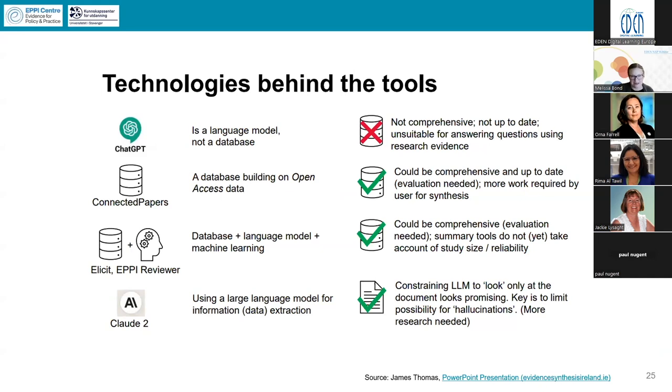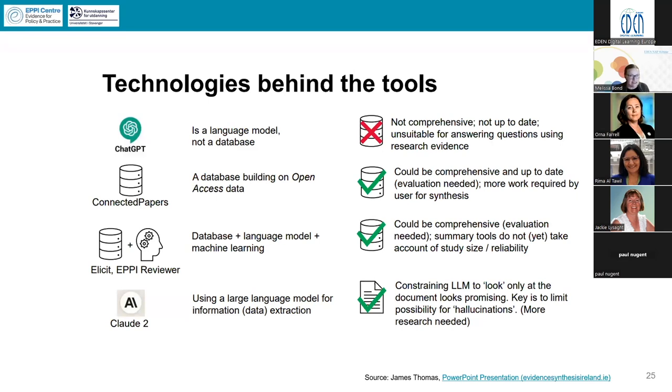It's not a database in terms of, it's not an academic database. It is a language model. It has been trained up to a certain point. However, despite these caveats in terms of how you could use it, it has been showing some really interesting promise for assisting at screening stage, as well as for developing a search string and refining a search string when you first start out with your evidence synthesis project.